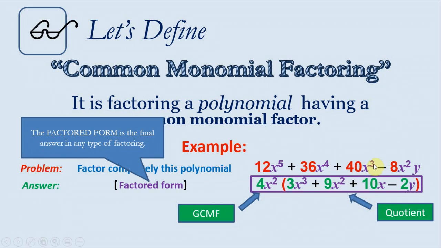Dividing x to the 3rd by x squared is cancelling 2 x values from 3 x values. Thus, only one x value will remain. Finally, dividing x squared y by x squared is like cancelling x squared from x squared y. Thus, only y will remain.